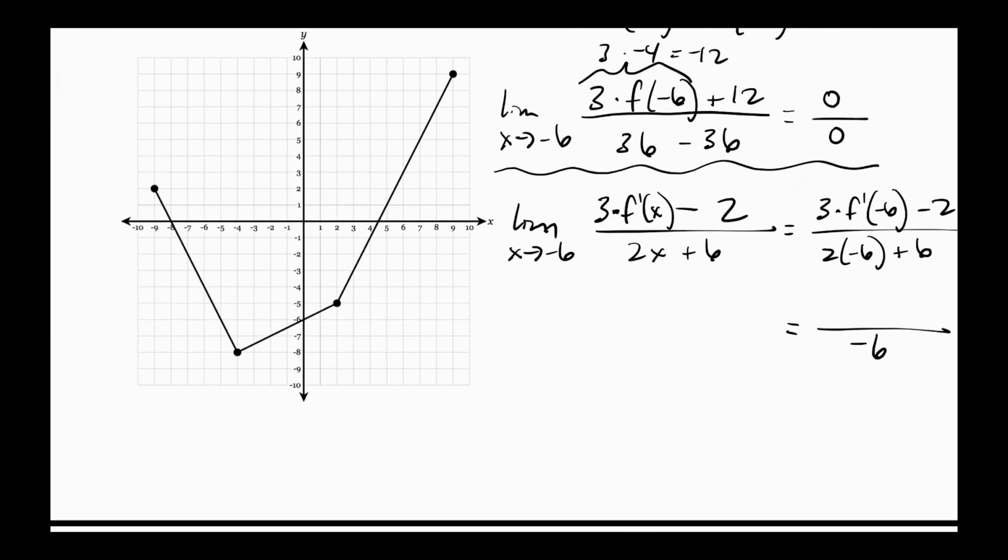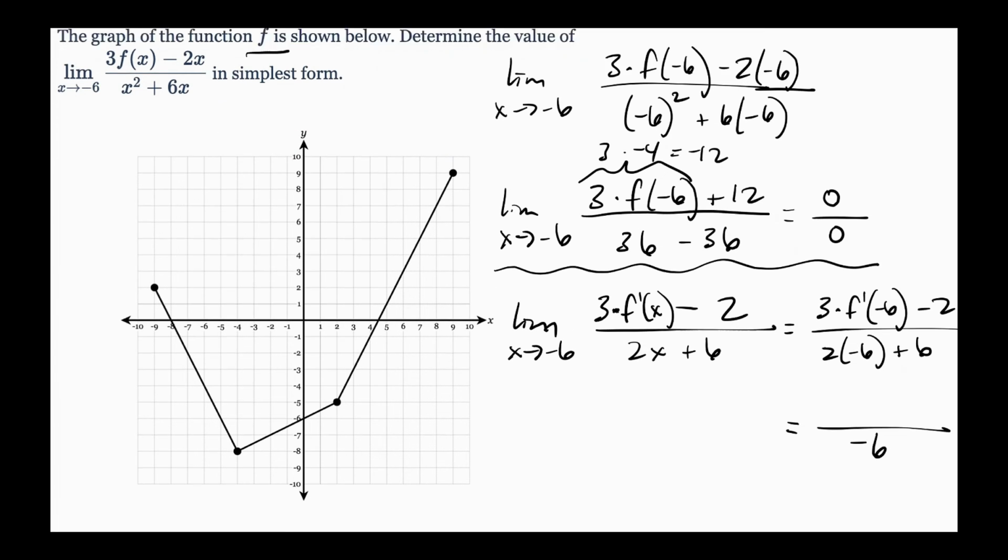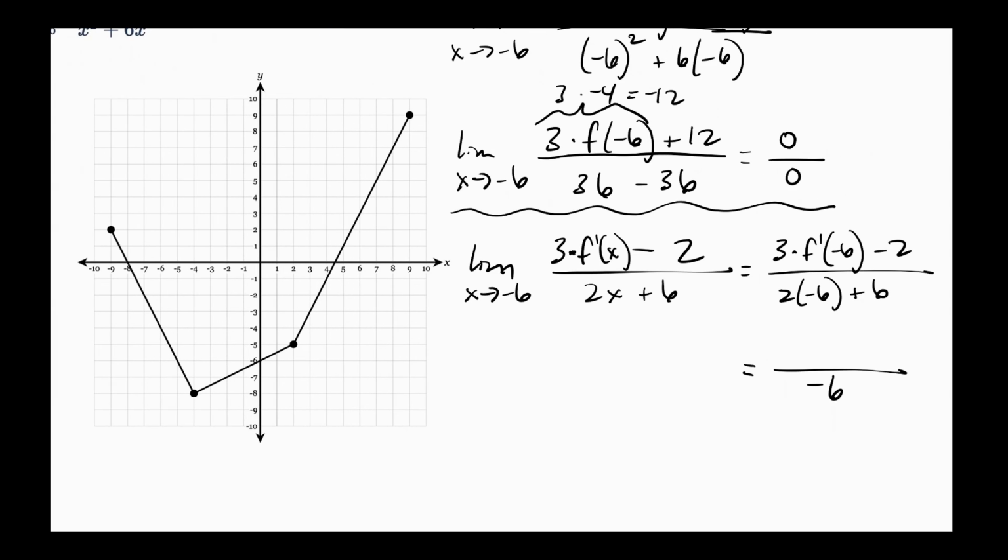This is the graph of f. It says this is a graph of f, right? So I need to find the first derivative at negative 6. So negative 6 is right here. We said it's right there, right? So what is the derivative at that point, or instantaneous rate of change at that point?